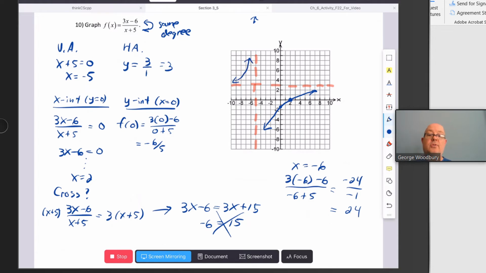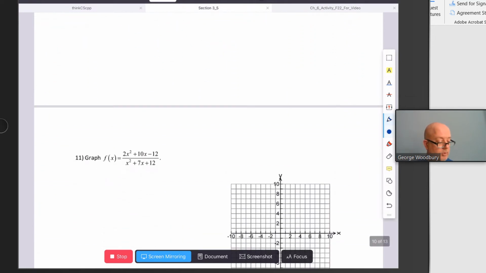The domain would be everything but negative 5. The range would be everything but positive 3. And this is increasing everywhere. All right, let's try one more.